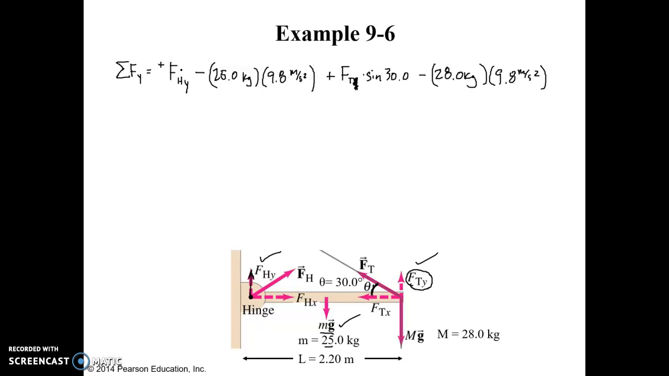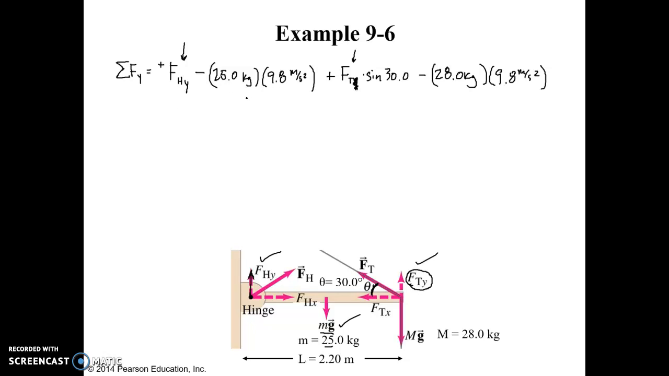So this equation alone is not going to solve the problem for us because we still have too many unknowns. We don't know what the vertical force at the hinge is, and we don't know what the tension in the cable is. We've got two unknowns, one equation. So that's not really going to get us to a final answer. But this is not our only equation that we can use. We can simplify this equation a little bit.